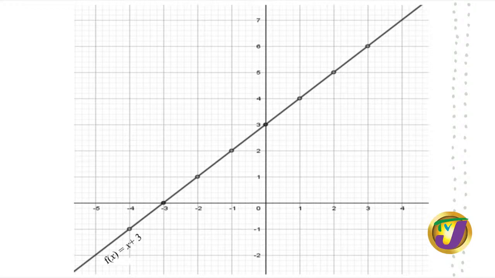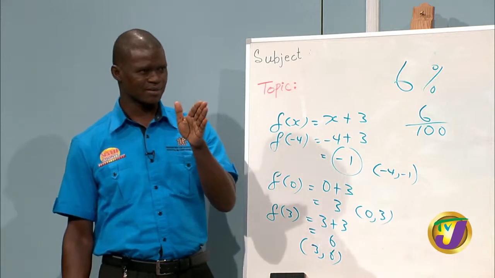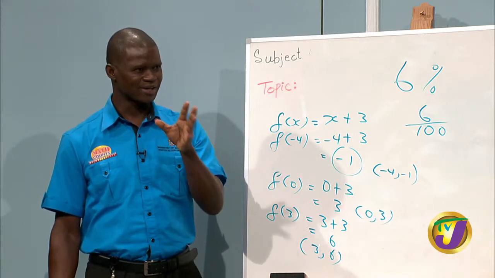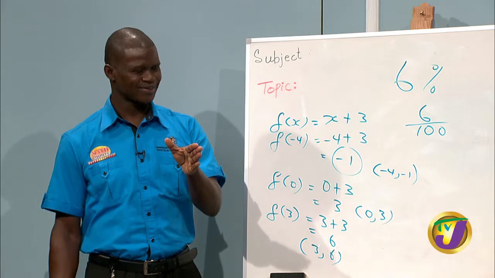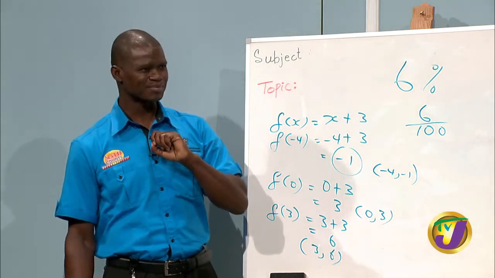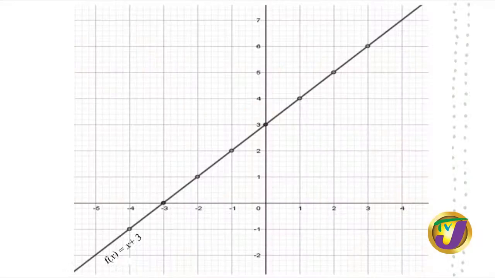All right, so it should also be noted that at your x-intercept, your y value is 0. And at your y-intercept, your x value is 0.